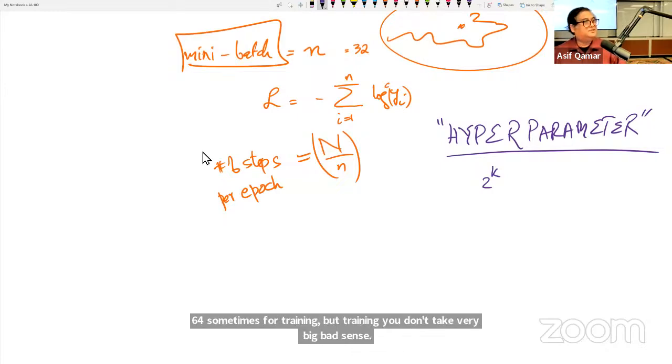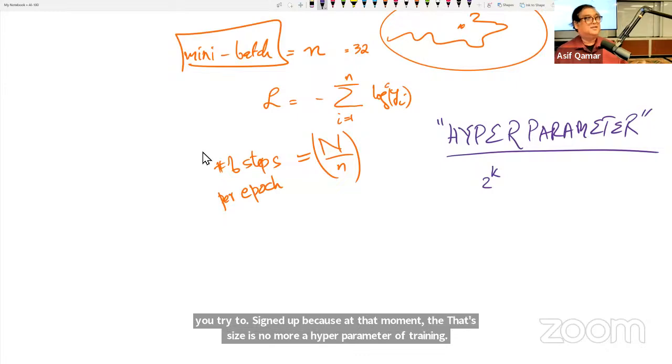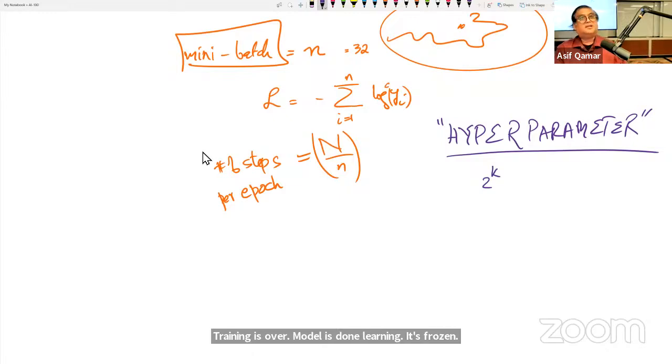At inference time, when the model is fully trained, often you try to scale up, because at that moment, batch size is no more a hyperparameter of training. Training is over. Model is done learning, is frozen. At that time, what your batch size is completely depends upon what the hardware capacity is. So, for example, those of you who are playing with LLMs and fine-tuning them, you will often see that the training batch size is different from inference batch size. Inference batch size is often, especially if you have the luxury of a H100, something like 128 data points that you can just shoot through, 128 inferences or predictions at a time. But when you're training it, you use a much more modest number, like 8, 16, 32, that sort of thing. So hopefully that answers the question.